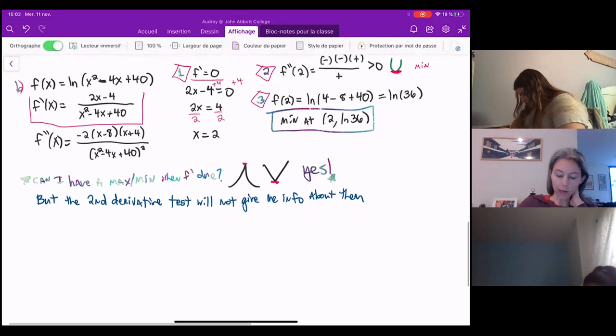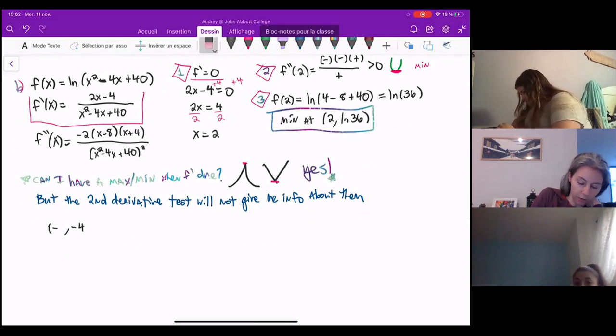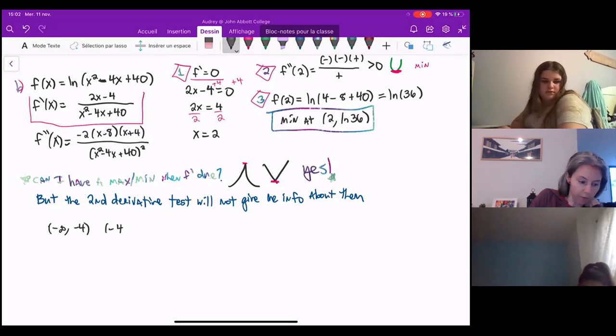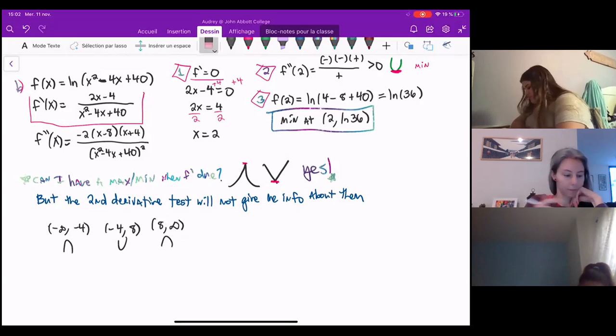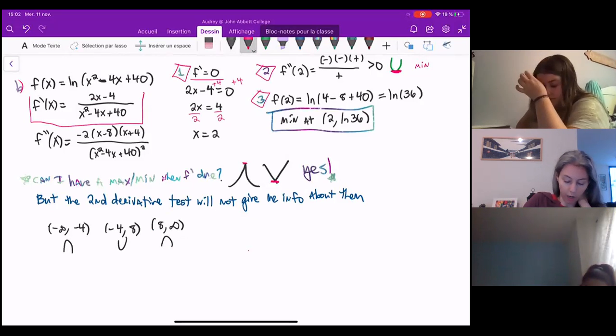Okay, I'm just going to write down the information that we had yesterday about this. We had negative infinity to negative, that's an 8, not an infinity, oops. Negative infinity to negative 4, then we had negative 4 to 8, and we had 8 to infinity. And then we had this was down, up, down. But the only critical value I have here, the only minimum that we found was right here.